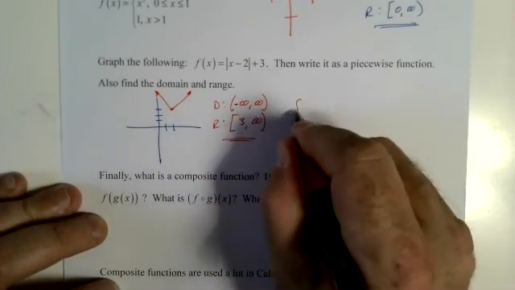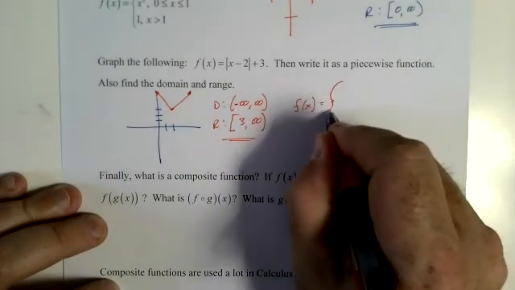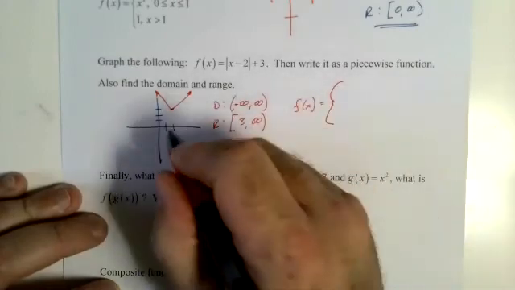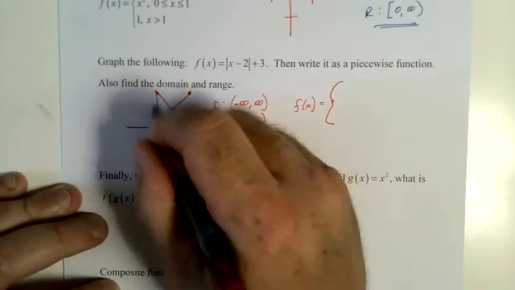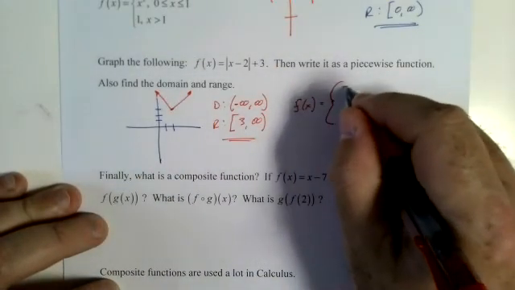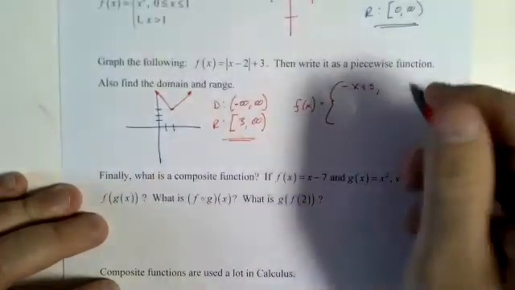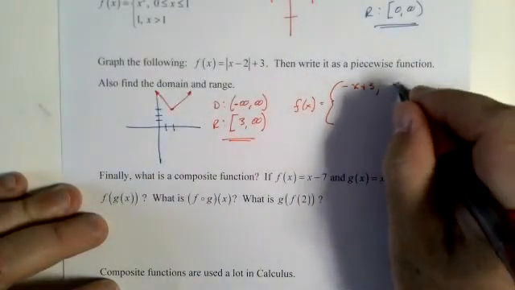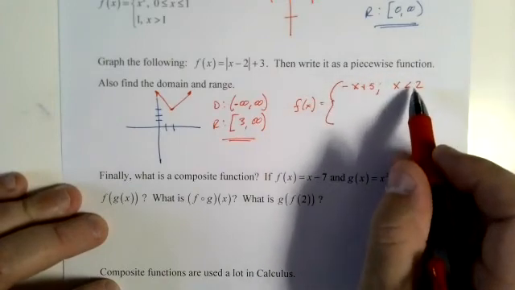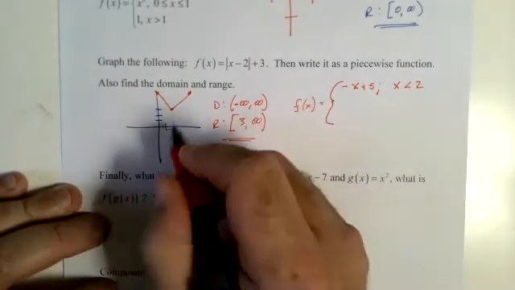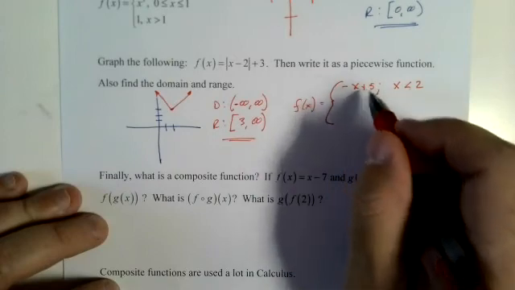So we would write that when x is less than 2, it's negative x plus 5. And they use a comma. I like a semicolon. X is less than 2. Now I could say less than or equal to 2, and then get rid of it on the next one, but it doesn't really matter. This comes down, hits at 1. This goes up, hits at 5. By the way, you can plug that in and check.